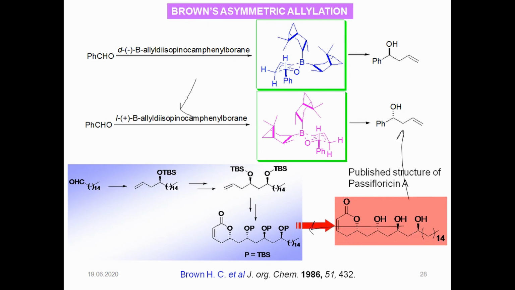What is happening here is that a lot of 1,3 polyols are there. First you have to do Brown's allylation followed by protection. Then, in the same way, ozonolysis, followed by Brown's allylation, followed by protection. Then ozonolysis, Brown's allylation, followed by protection. So you have to do iterative steps. Iterative means continuously. According to the required stereocenter, you have to change the catalyst. So this is the methodology developed by Brown.